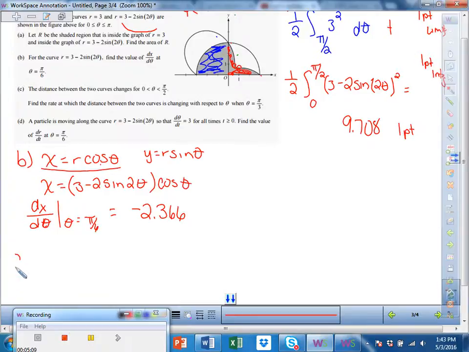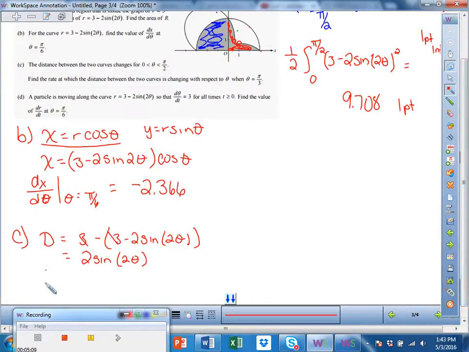So the first thing we had to do was write a formula for the distance. And we're looking at the distance only in quadrant 1. So how would I write an expression for the distance between the circle and the limaçon? Yeah. So this is 3, because this is on top, minus the bottom. So my distance formula would be 3 minus parenthesis 3 minus 2 sine 2 theta. The 3's zero out, so the distance would be 2 sine 2 theta. And then on my calculator, I would find the derivative of this at, where are we looking? Pi over 3? Okay? Which gave me negative 2.